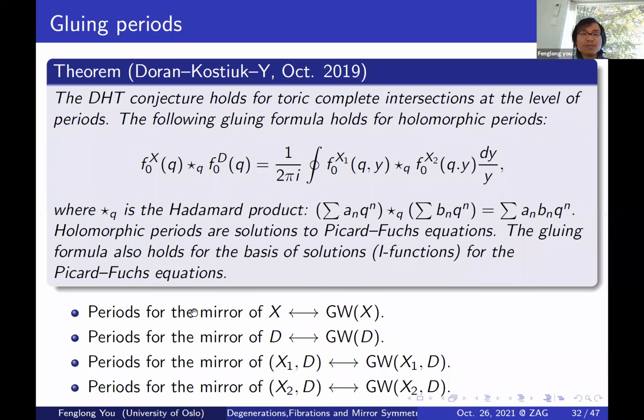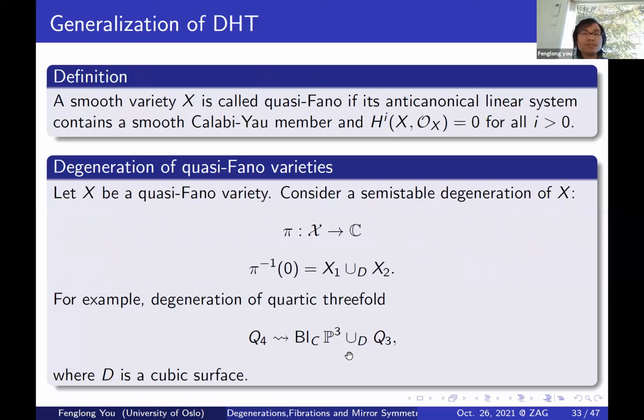And so in summary, the periods of the mirror of X are related to Gromov-Witten invariants of X, and periods of D are related to Gromov-Witten invariants of D, and these two relative periods are related to relative Gromov-Witten invariants under this mirror symmetry. And that's the case for Calabi-Yau.